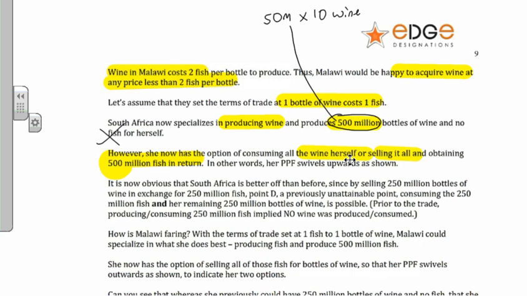It should be clear to us now that South Africa is better off than before. Because what can they do? They produce 500 million bottles of wine, sell 250 million bottles of the wine, and get 250 million fish. They can now move, and I'm going to show you this on the picture, to point D, which they couldn't get to before. Let's go back and have a look.